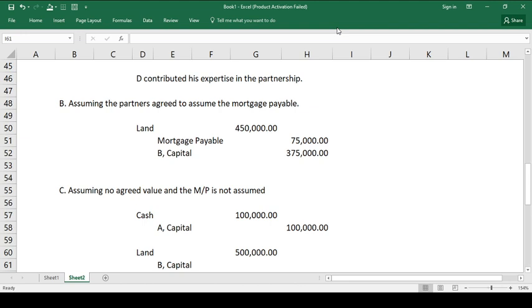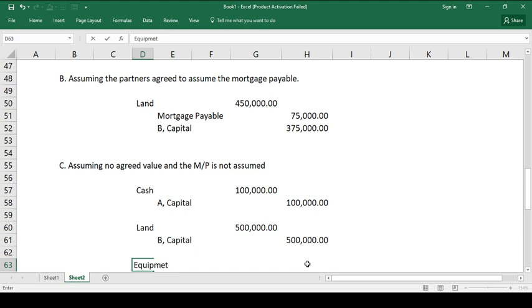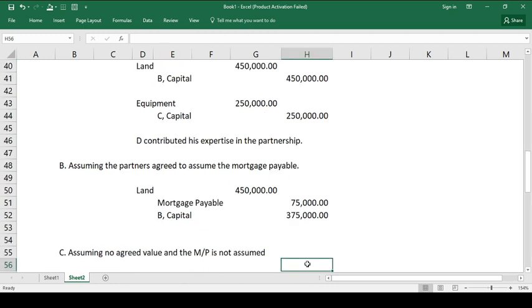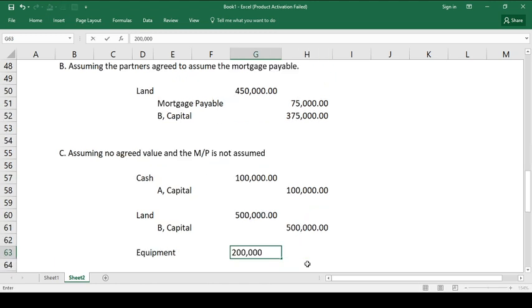And then, for letter C, that would be equipment kasi yung contribution niya. Tignan natin magkano yung fair market value ng equipment. According to the problem, yung fair market value is 200,000 pesos. So, we will use the 200,000 pesos, then credit C capital, okay, and that is 200,000 pesos.